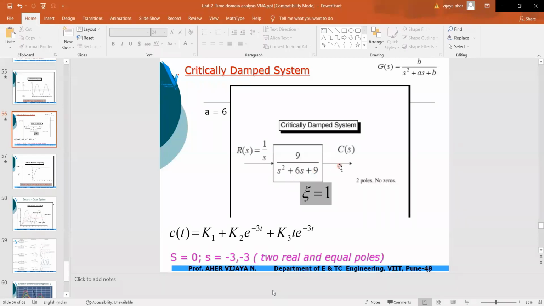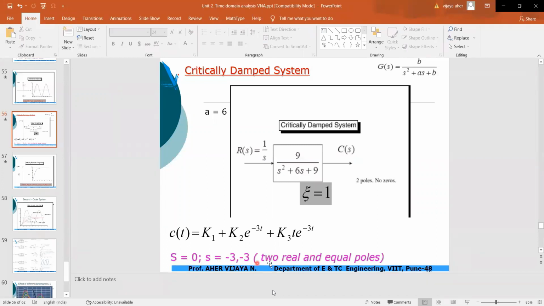Now, next step, your equation becomes like this. C of s is equal to 1 by s into 9 divided by s square plus 6s plus 9, which is equal to, next line, k1 by s plus k2 divided by s plus 3 plus k3 divided by s plus 3. You can take a, b, or k1, k2, k3, any way. So what we got? We got s is equal to minus 3. Again, s1 is equal to minus 3, s2 is equal to minus 3, and s is equal to 0. That is there available.